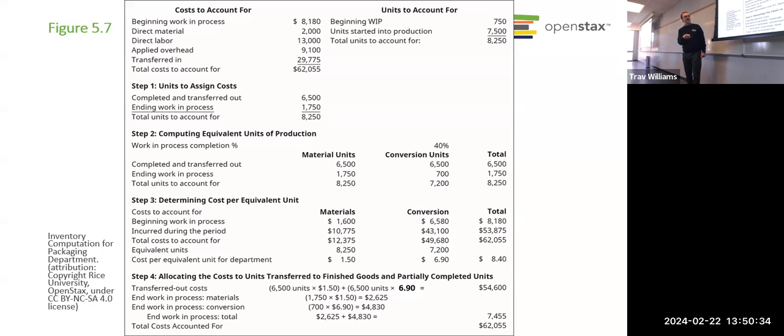Same thing with materials. Total number of materials divided into the materials cost to get a material cost per unit. Add them together, we have our total cost per unit, right? Then we can figure out the cost of what got transferred out, the cost of ending work in process materials, ending work in process conversion, total ending work in process. And we add that to the transferred out and we get our total cost.